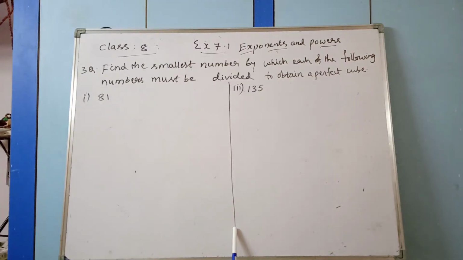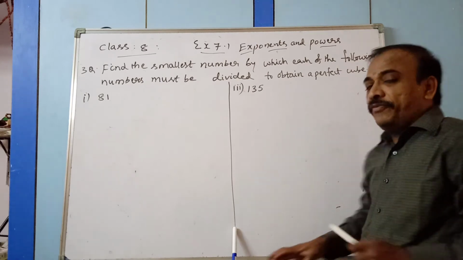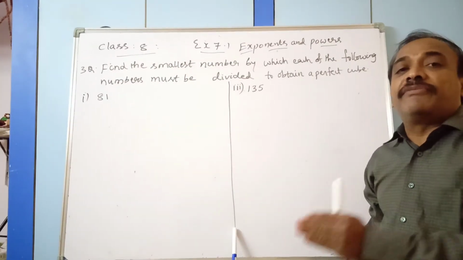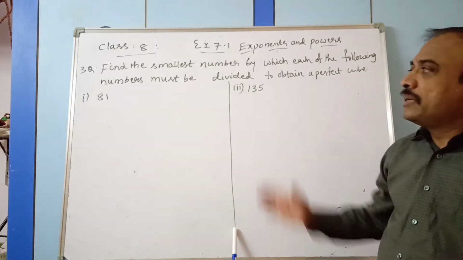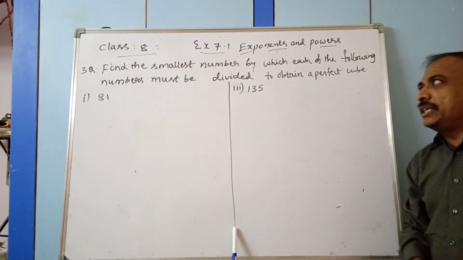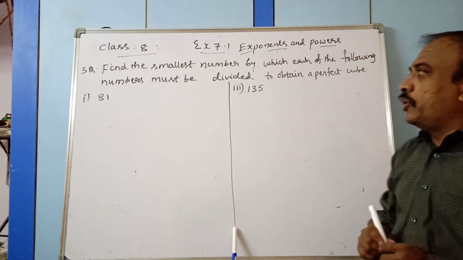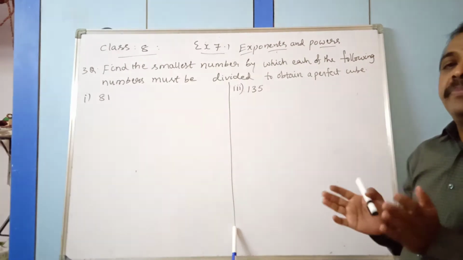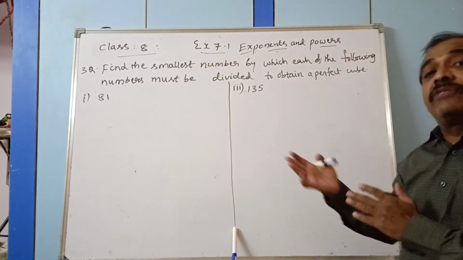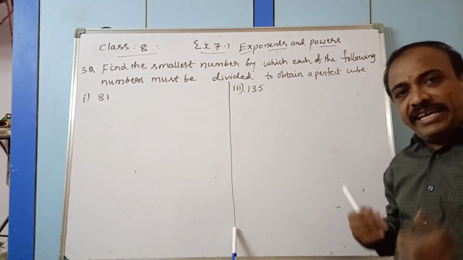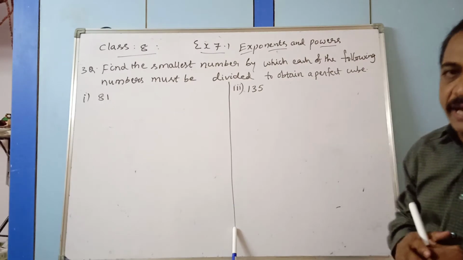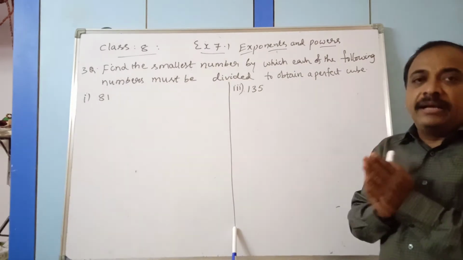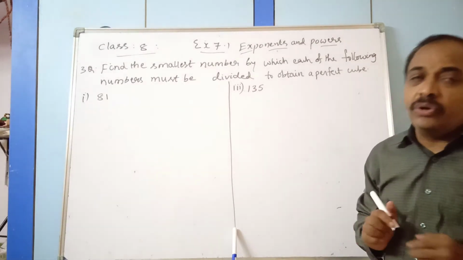Now we see question number 3. Before, in the question it was multiplied. Now the question is, by what we have to divide so that it will become a perfect cube. Read the question. Find the smallest number by which each of the following numbers must be divided to obtain a perfect cube. Again here also we have to do the prime factorization, and the number which is not having a triple, with that completely we have to divide.